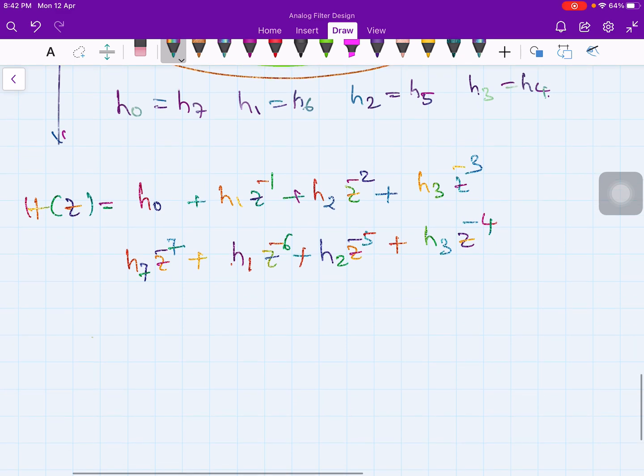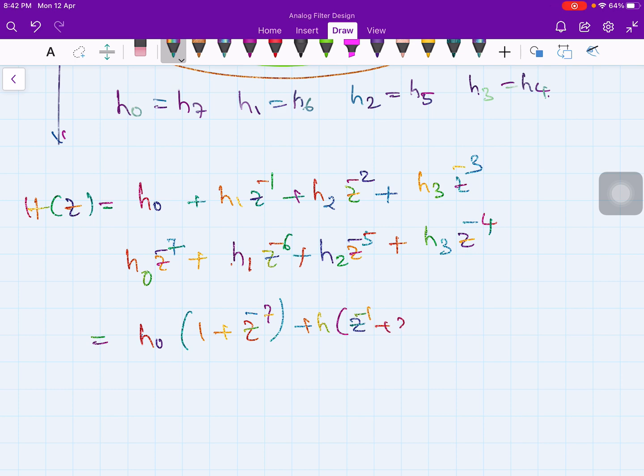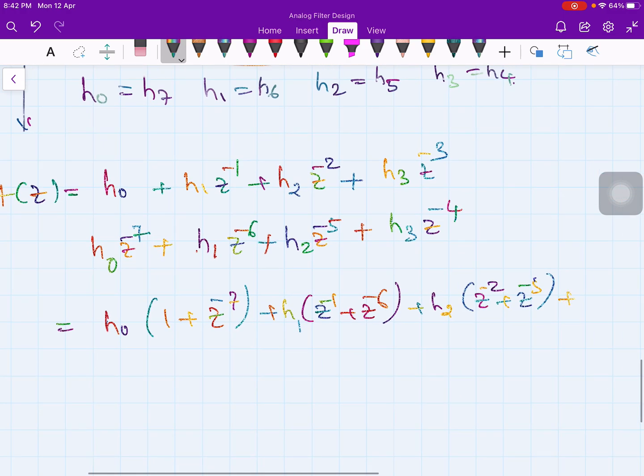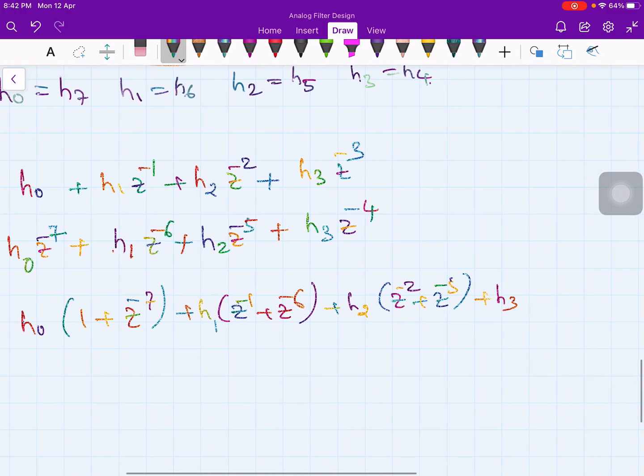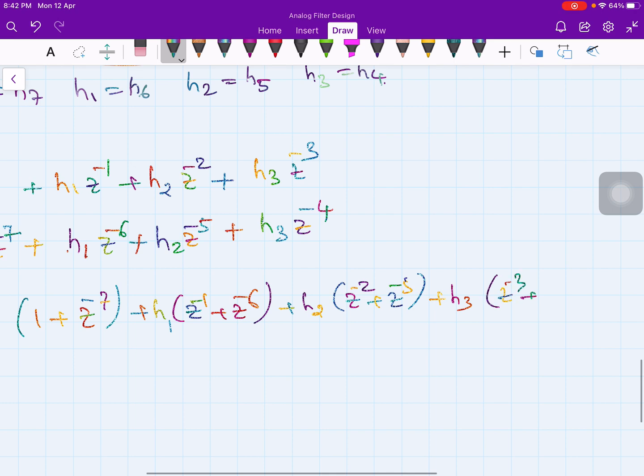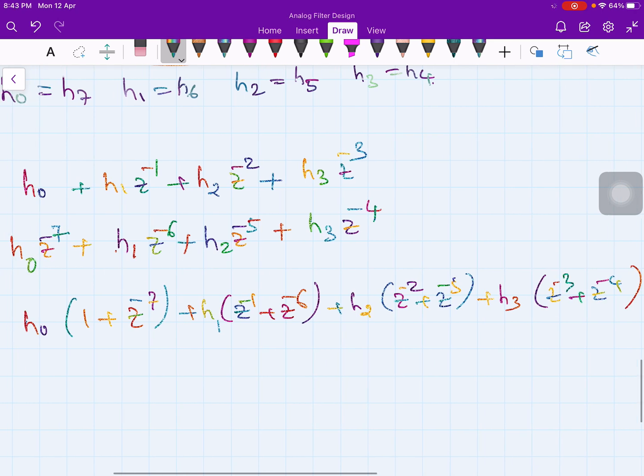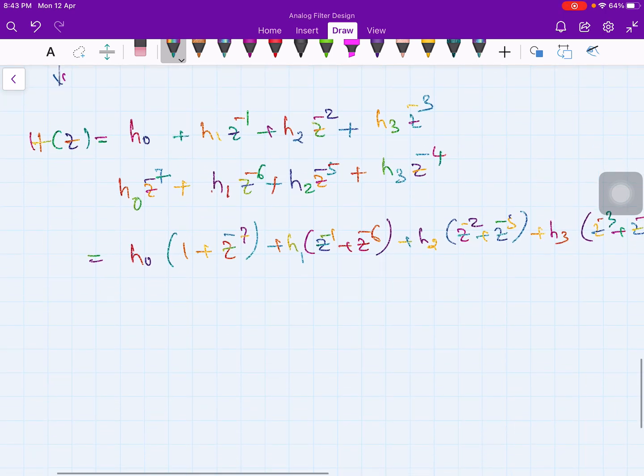Isn't it? So, if you simplify this, this is not 7, this is 0. So h0 take commonly outside, 1 plus z to the minus 7, plus h1 z inverse plus z to the minus 6, plus h2 z to the minus 2 plus z to the minus 5, plus h3 z to the minus 3 plus z to the minus 4. This is h of z.